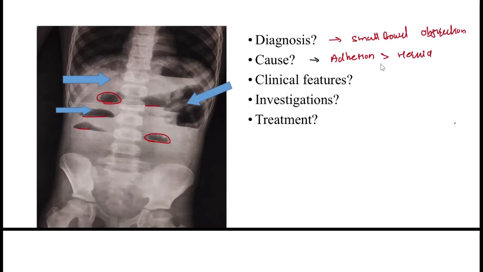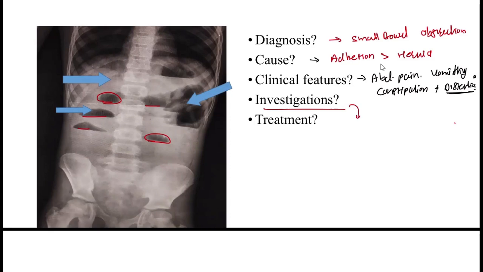So what are the clinical features for the small bowel obstruction? What are the cardinal signs of obstruction? They are abdominal pain, vomiting, constipation or obstipation, and distension. In case of a small bowel obstruction, vomiting is a profound feature, and in case of a large bowel obstruction, abdominal distension is a profound feature. So what are the investigations? Investigations are X-ray, USG, and the CT scan is the investigation of choice for the diagnosis of the small bowel obstruction.